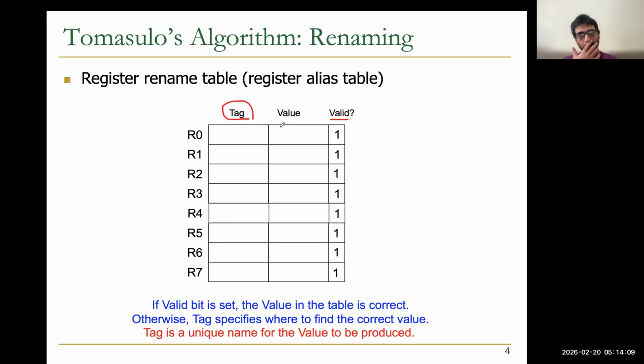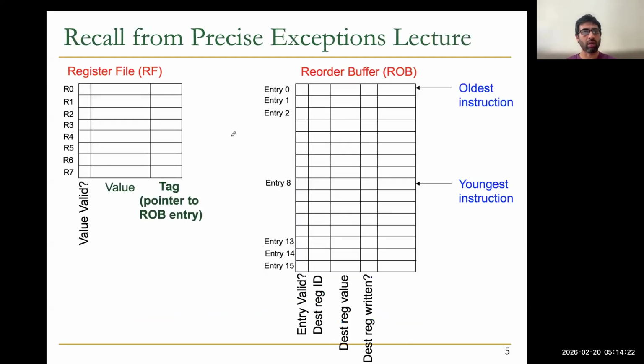Okay, so first, let's just focus on register alias table or RAT. Each register has content, and in addition to that, we have a valid bit and the tag. And again, tag is used to index the reorder buffer. Now, what are the contents of the reorder buffer?